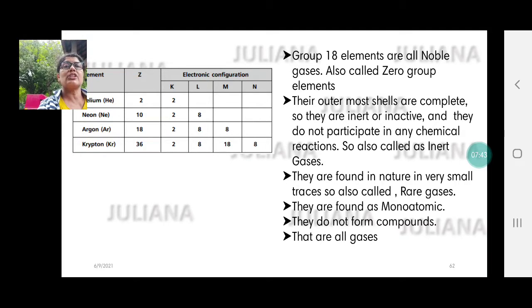They are found in nature in very small traces, so they are also called rare gases, mostly in the high atmosphere. They are found as monoatomic. You'll never find them as He2, Ne2. You'll find them as He, Ne, Ar, Kr because they are all self-contained. They have complete octet shells, so they don't have to really form diatomic molecules. They do not form any compounds. So they are inert or inactive. And these noble gases are all gases.